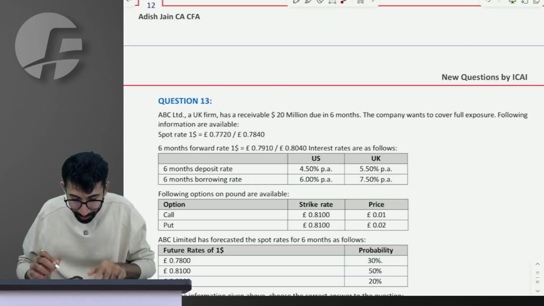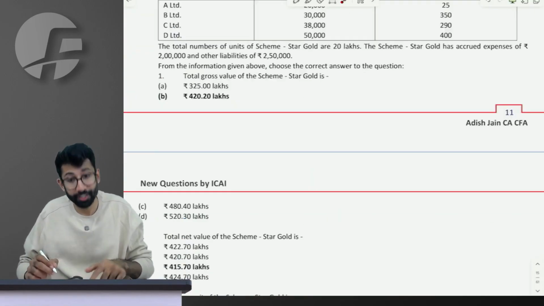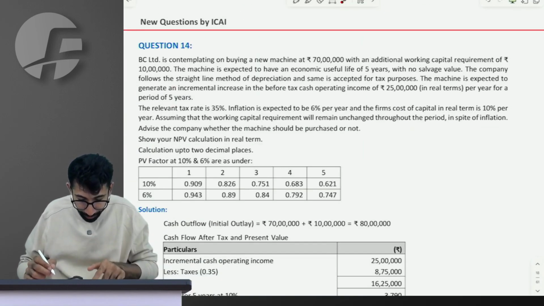Let's do. May 25 exam paper, is it? Exam paper May 25. Come on. May 25 exam paper. Question 14.